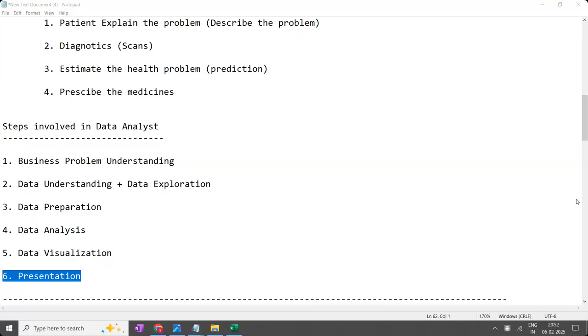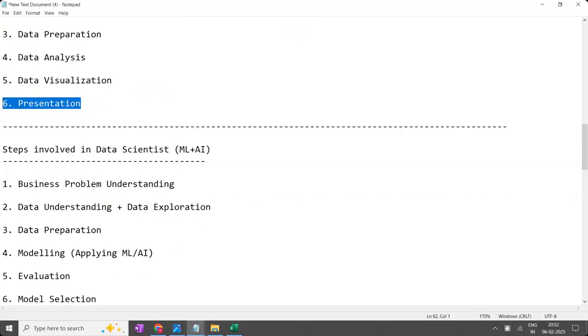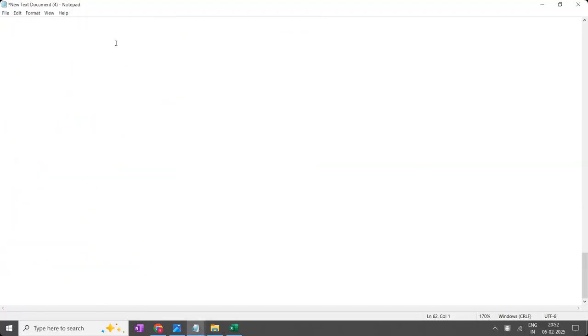Sir, can you please tell me how many days we need to complete each tool, like Excel, and how many days for Python? 100% we are going to discuss. The course schedule is in terms of Excel. Excel will be for 2 weeks. Okay, the first 2 weeks would be Excel. SQL also will be around 2 weeks, which is related to data analyst.